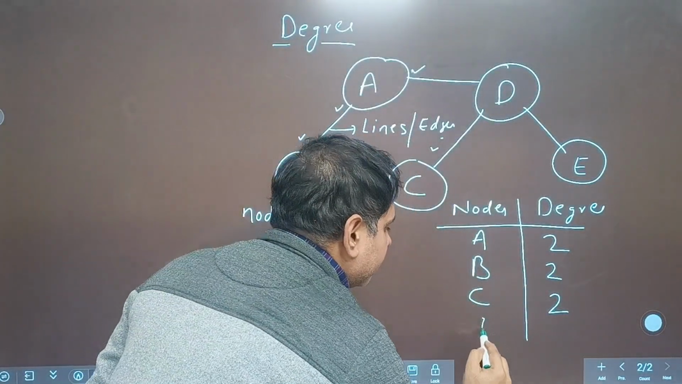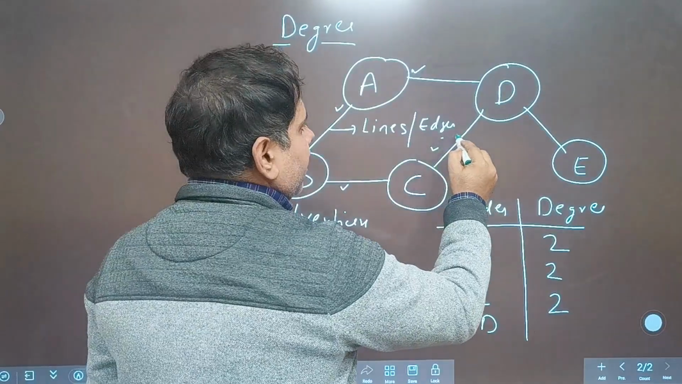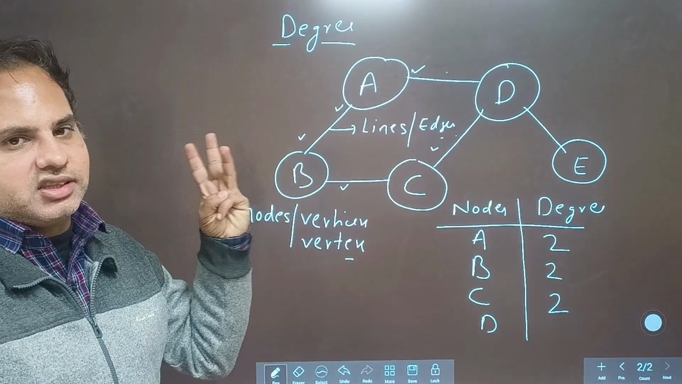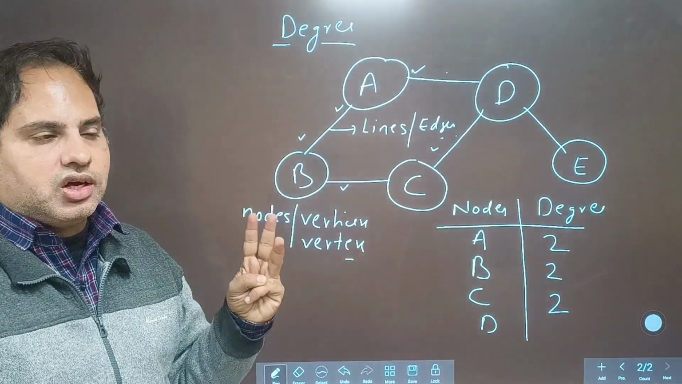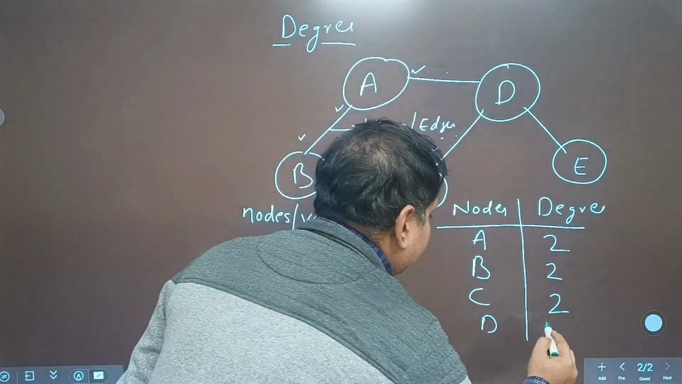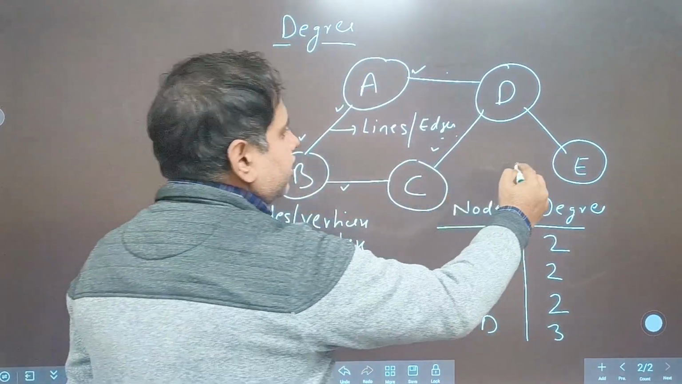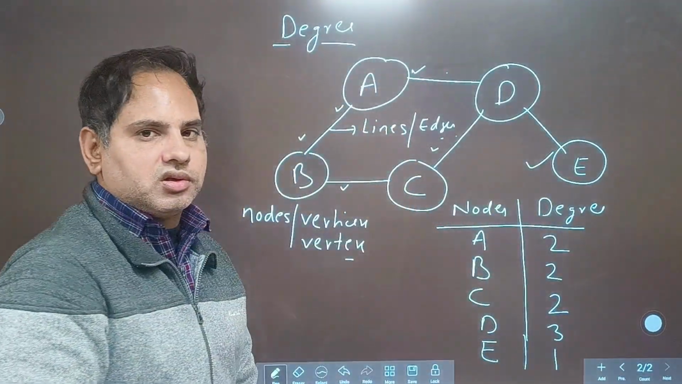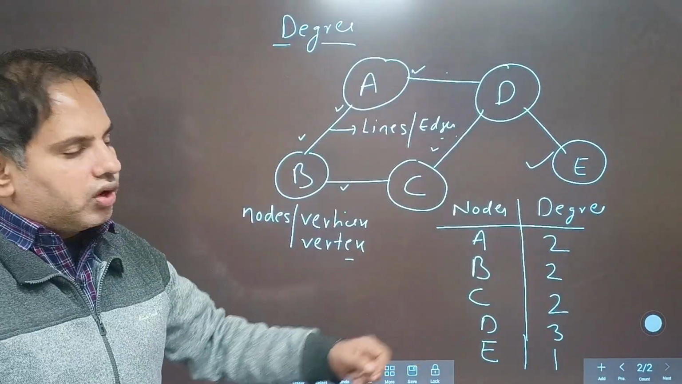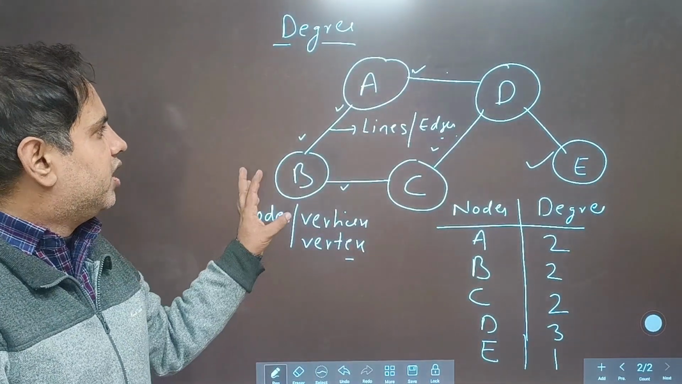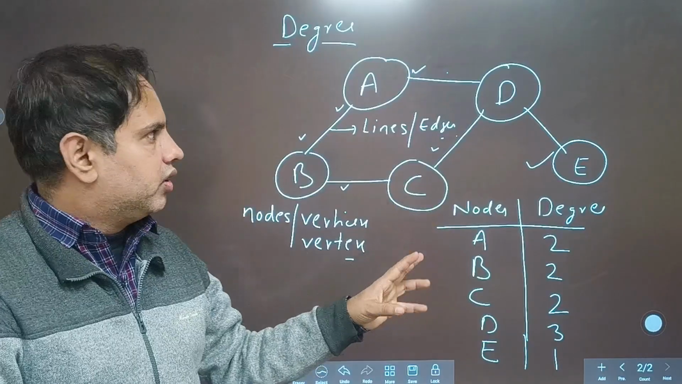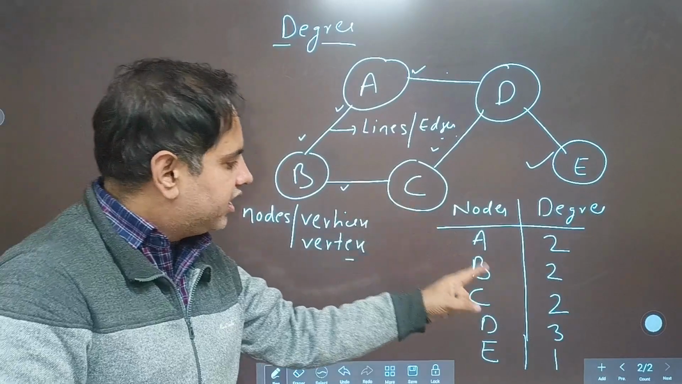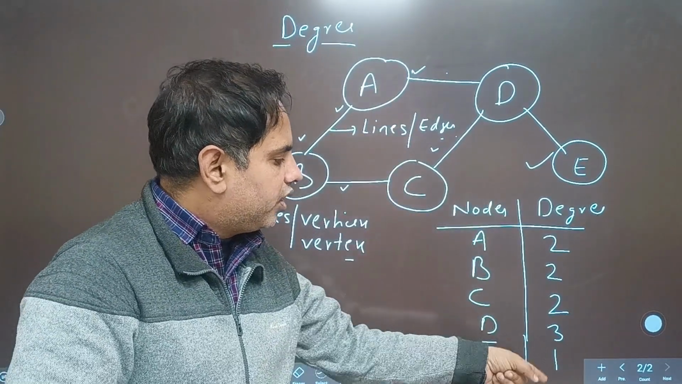The degree of D is 3: this is 1, 2 and 3. There are 3 edges by which node D is connected with the other nodes. And what is the degree of node E? E's degree is 1, only one connection; E is connected with D only. So degree is how many edges are connected with a particular node. A has degree 2, B has degree 2, C has degree 2, D has degree 3, and E has degree 1.